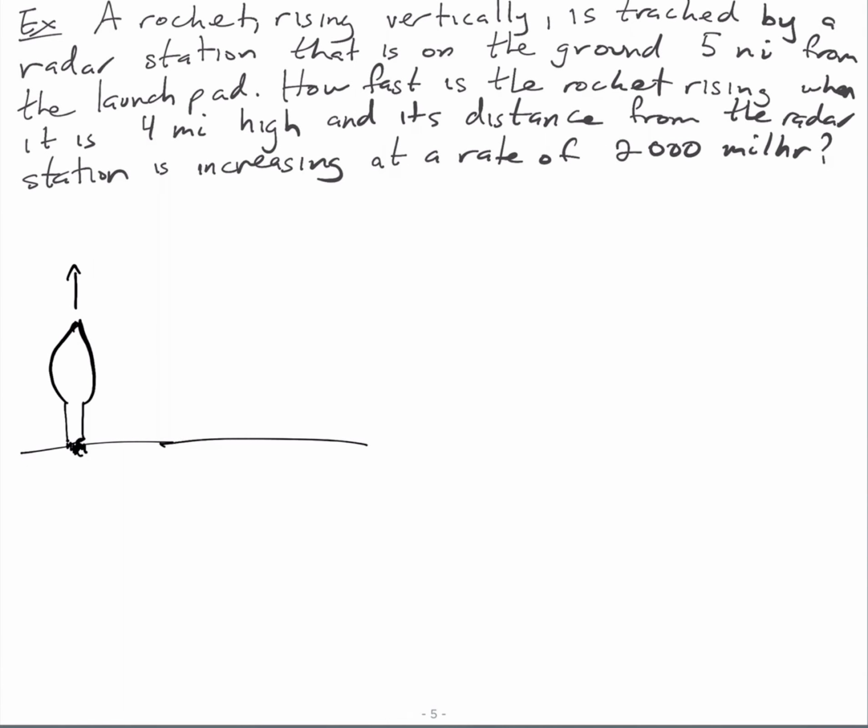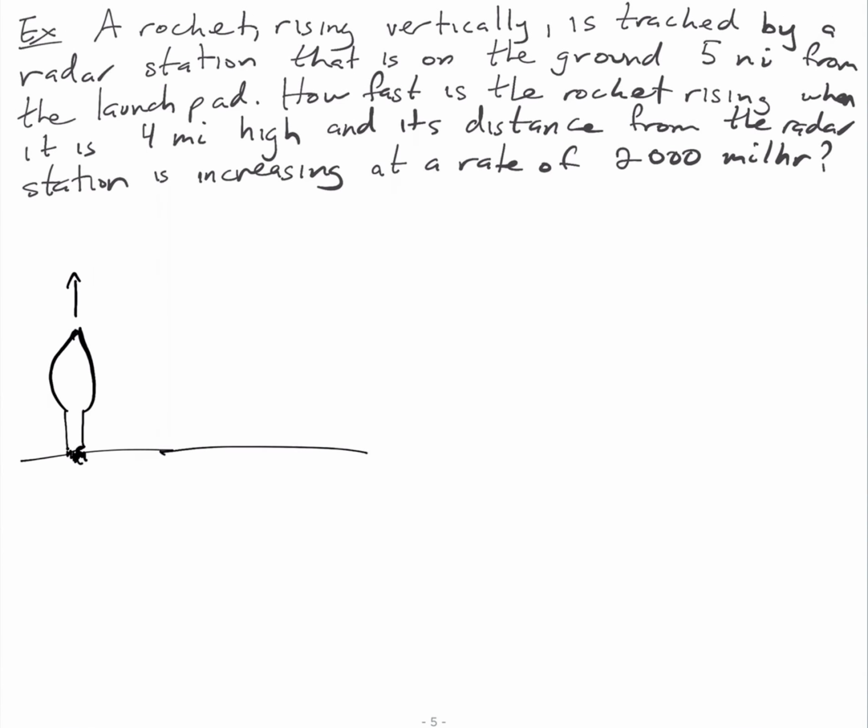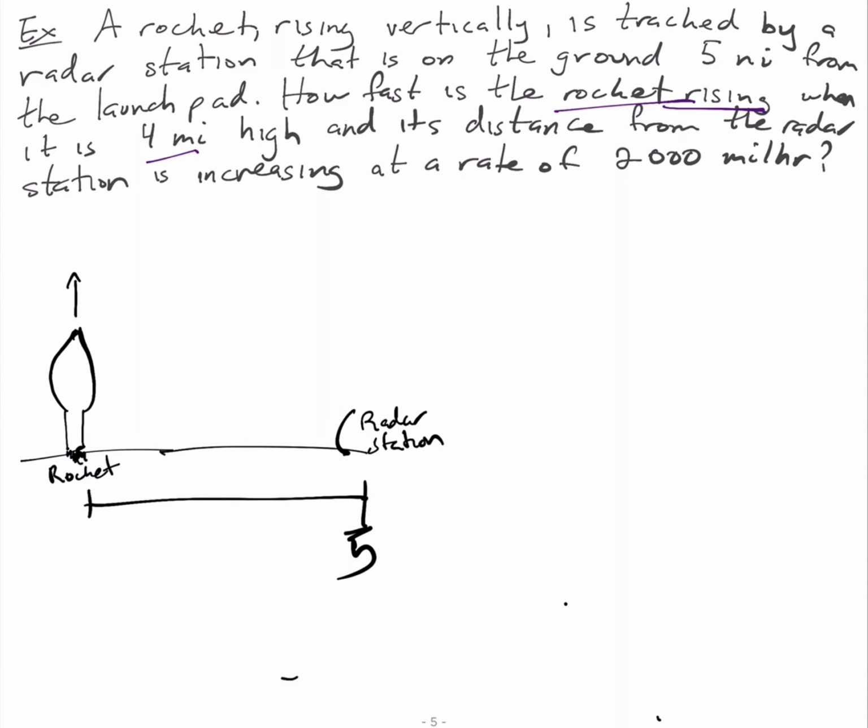Okay, so let's see. It's tracked by a radar station that's on the ground 5 miles from the launch pad. So here you've got the radar station, the rocket. 5 miles, right? And the question is, how fast is the rocket rising when it is 4 miles high and its distance from the radar station is increasing at a rate of 2,000 miles per hour?